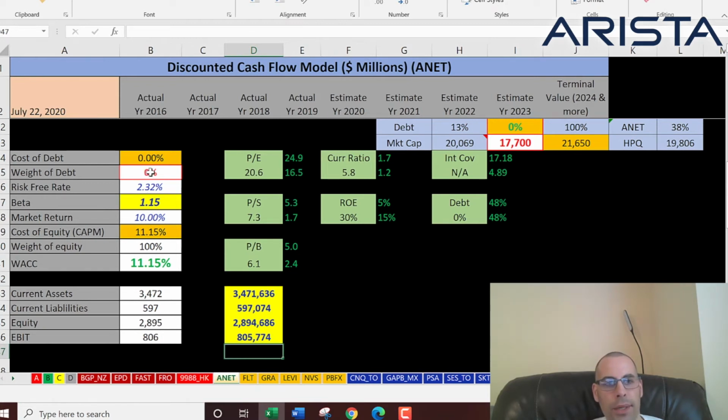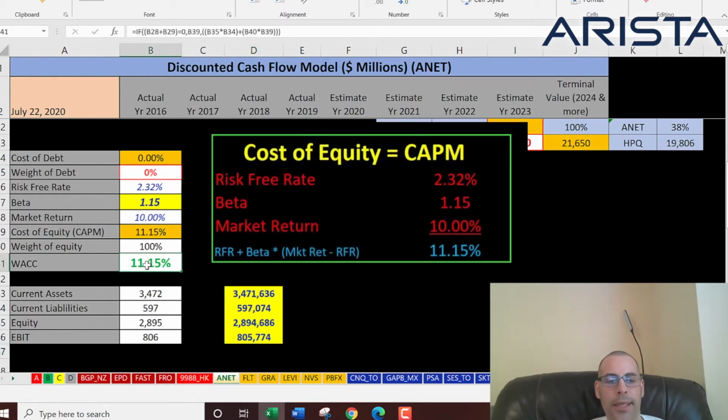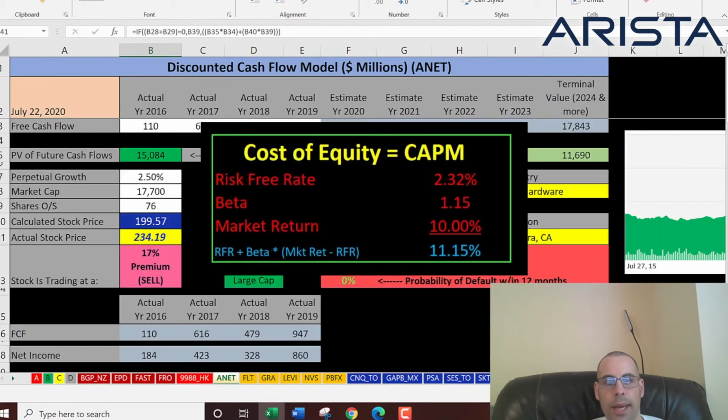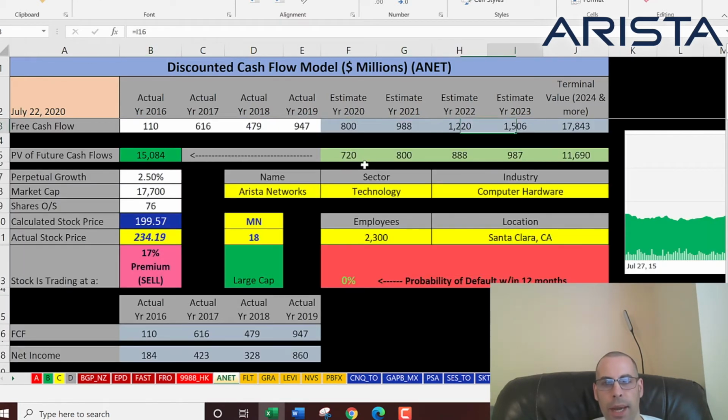So the capital structure has no debt. They're 100% equity, and the cost of equity is 11.15%. That's a discount rate we're going to apply to the future cash flows. We estimated 4 years of future free cash flows. We also did a terminal value, which is all years past year 4. We discounted those numbers back to today using the weighted average cost of capital, and we get a value of the company of $15 billion.